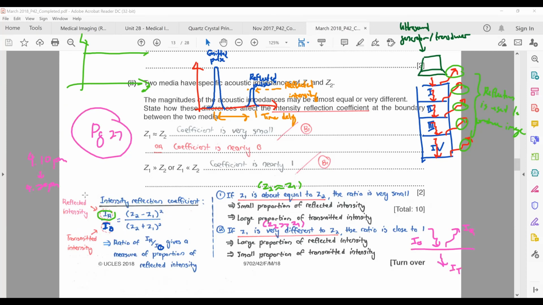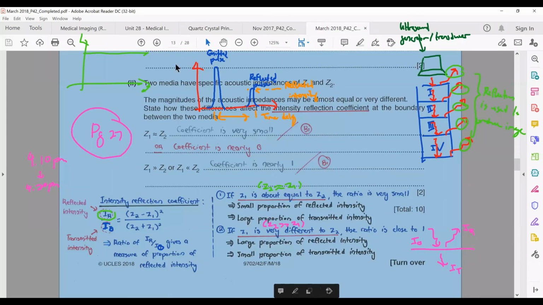The next question I'll go through is on page 27. For this one that I wrote, if you copy this and you want a better understanding of what the little symbols mean, this diagram is a good representation. This is your boundary between two media. If you have an initial intensity, upon hitting the boundary between the media, part of it will be reflected, part of it will be transmitted.